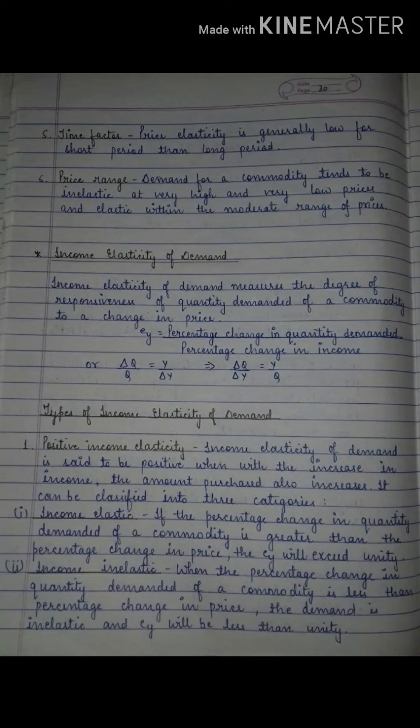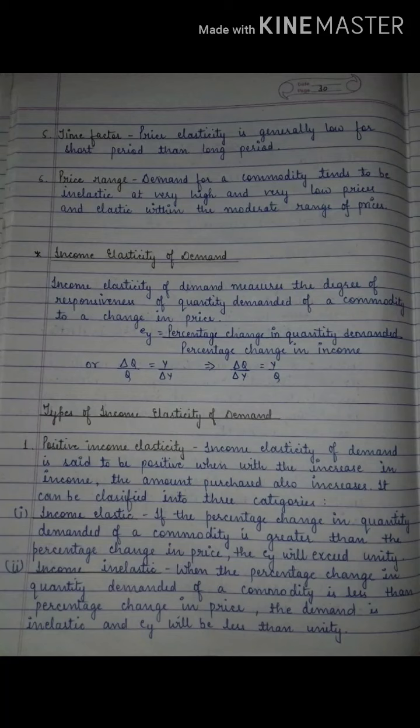First is income elastic. Now here my demand is income elastic. How will I judge this? If the percentage change in quantity demanded of a commodity is greater than the percentage change in income, then it is income elastic. That means my income elasticity exceeds unity, it is more than one. Fine, what happened?